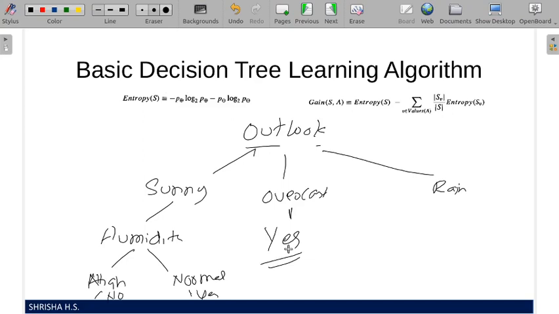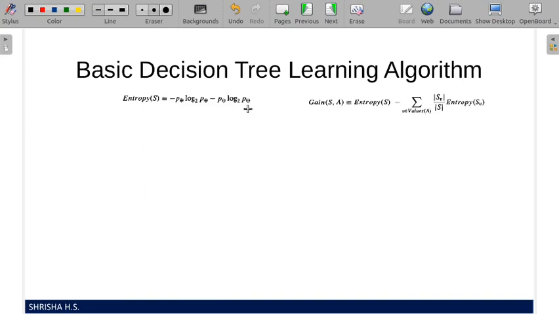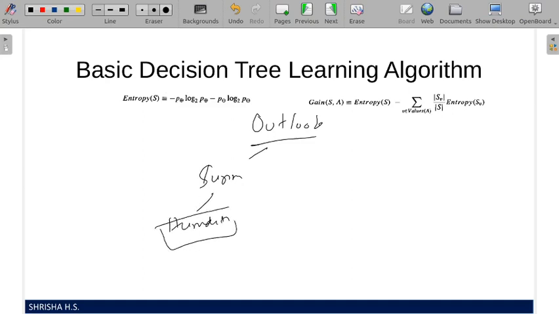Because the entropy when outlook equal to overcast, what will be the value? 0. So 0 minus something, we don't have a negative information gain. Information gain is always positive. So whenever it is sunny, next came humidity, and whenever it was humidity, it was high and normal. So we get no.